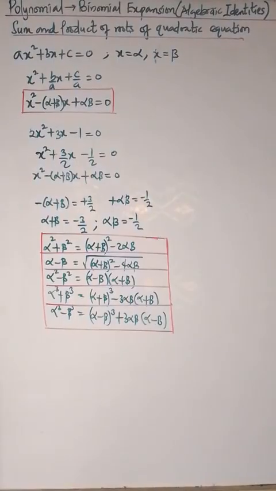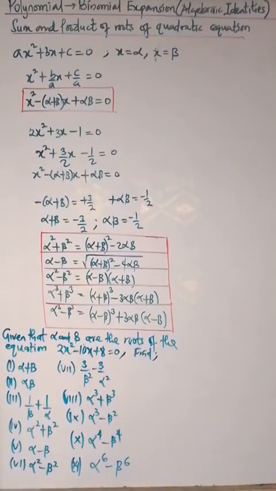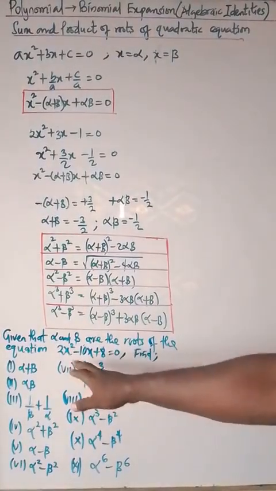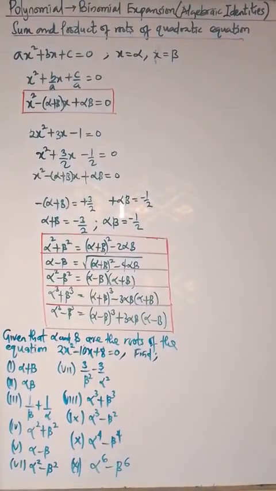Now let's take a standard further maths question on this. So questions of this form, they actually ask in further mathematics. Most times in normal mathematics they don't ask. But for further maths, and let's say German mathematics, you might be asked. So let's take a standard further maths question on this. All right, we have an example already. Given that alpha and beta are the roots of the equation 2x squared minus 10x plus 8, find the following.